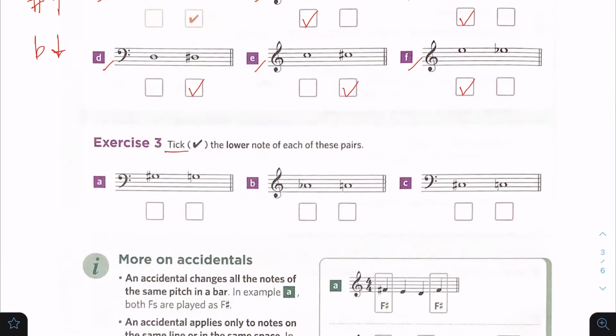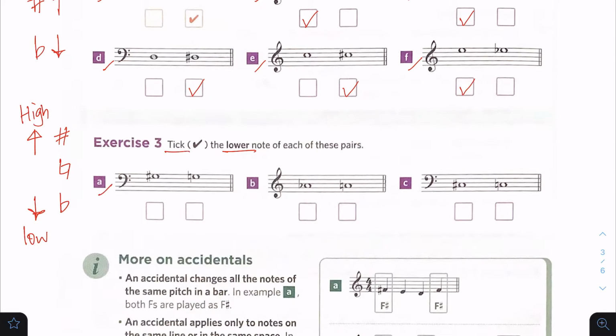Exercise 3. Tick the lower note of each of these pairs. So here what we can do is to first draw this out as a reference. I'm going to draw an arrow going up, that's high, and then an arrow going down, so that's low. I'm going to put a sharp next to the high and a flat next to the low, because a sharp makes a note higher and a flat makes a note lower. Now in the middle, I'm going to put a natural. So you can see the relationship of these three accidentals clearly. A sharp is higher than a natural, and a natural is higher than a flat.